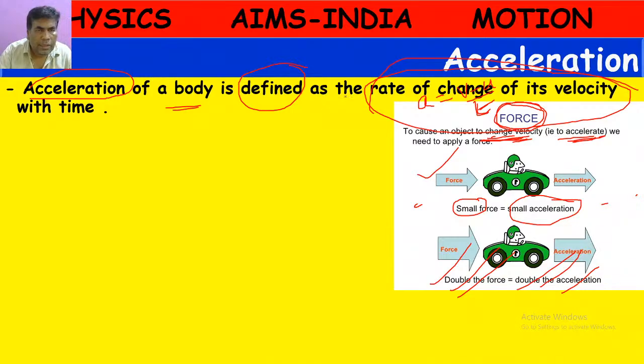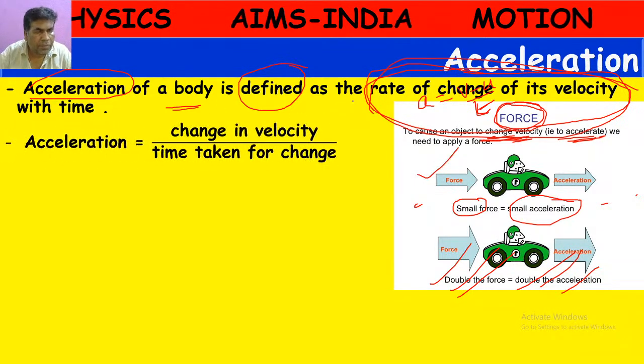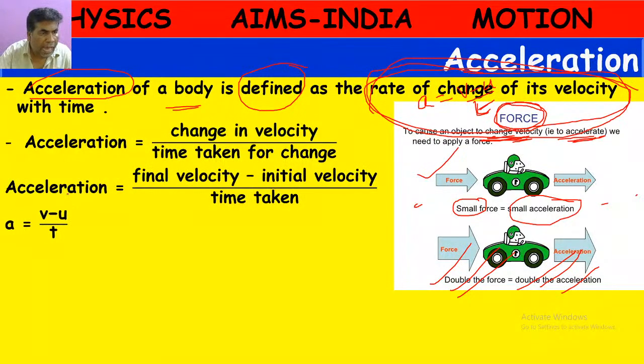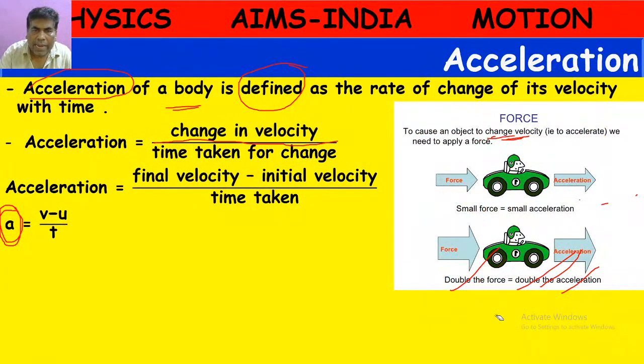Acceleration is defined as rate of change of its velocity. The symbol of acceleration is A. What is rate of change of velocity? Rate means in how much time, how much velocity is changing. If we compare change of velocity with time, then it is called rate of change of velocity.